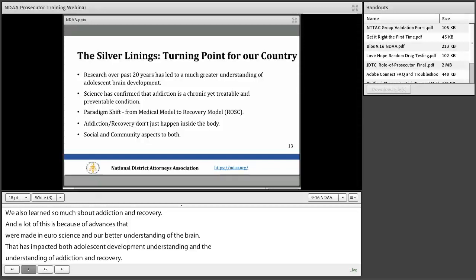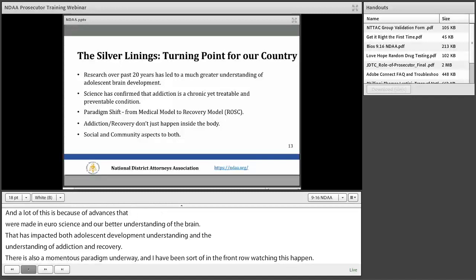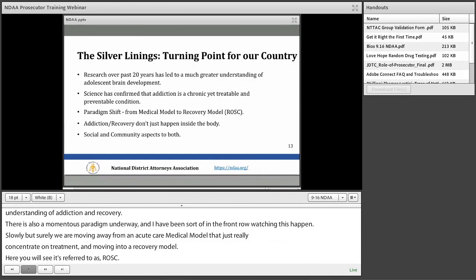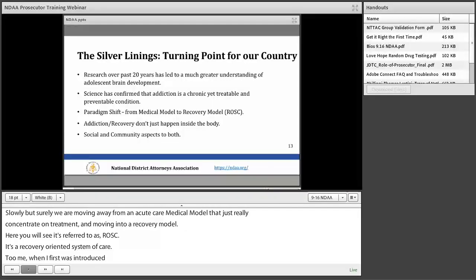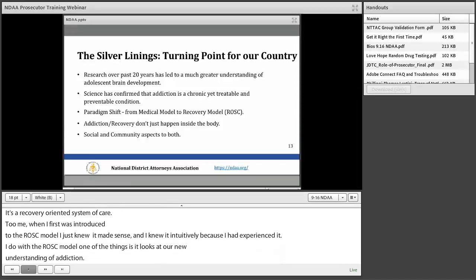Slowly but surely, we're moving away from an acute care medical model that just concentrates on treatment and moving into a recovery model. Here you'll see it's referred to as ROSC, a recovery-oriented system of care. When I first was introduced to the ROSC model, I just knew it made sense. I knew it intuitively because I had experience. One of the things with the ROSC model is it looks at our new understanding of addiction. We know that it's a potentially chronic issue, but just like other chronic issues, it's preventable, and the earlier the intervention, the better the prognosis.